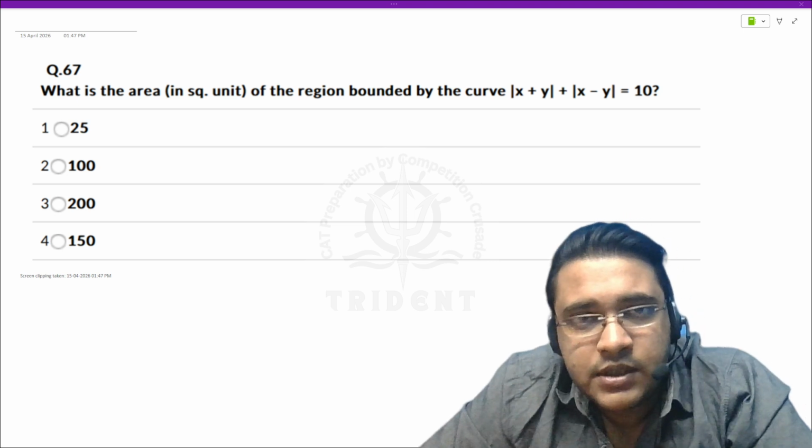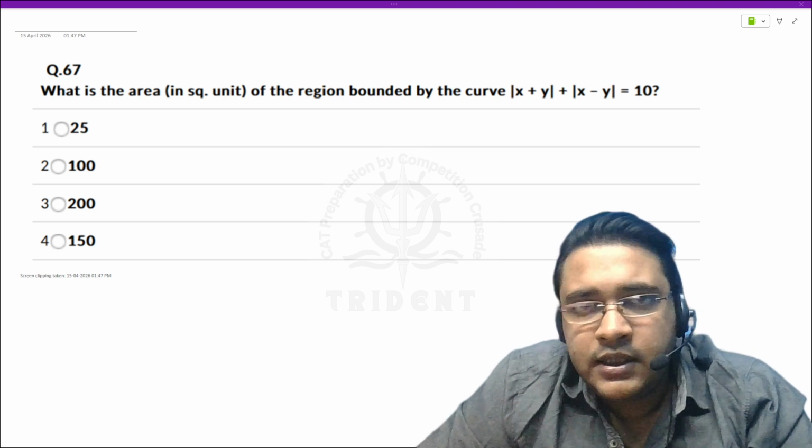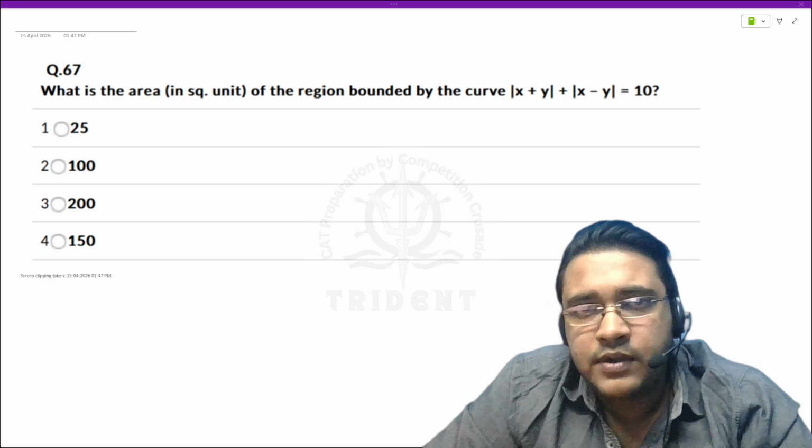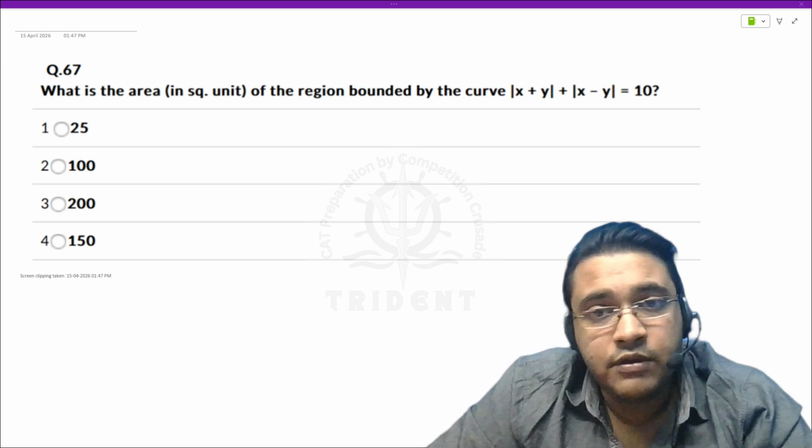Hi everyone, welcome to this session. Today we are solving another interesting question. This is a question from part algebra, part geometry, a question of modulus.